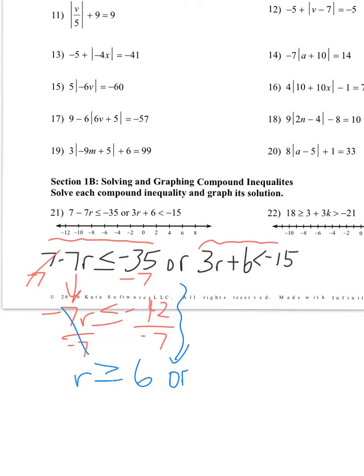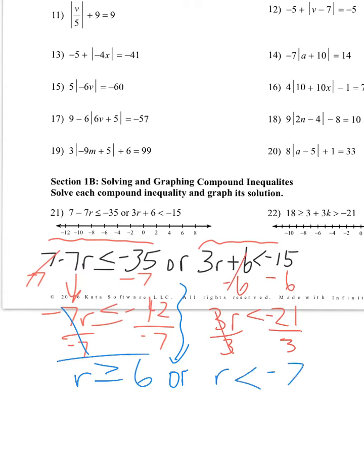And then we solve the thing that's on the other side of the or. 3r plus 6 is less than negative 15. If you think about what you've learned, you subtract 6 from both sides. So 3r is less than negative 21 here. We divide by a positive 3. Now, we don't flip the sign on this side of the or because we divided by a positive number. And then we get r is less than negative 7.